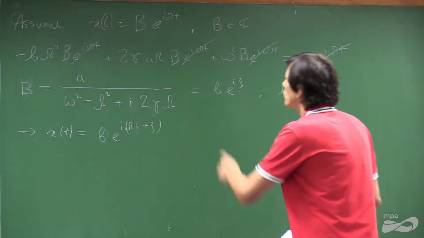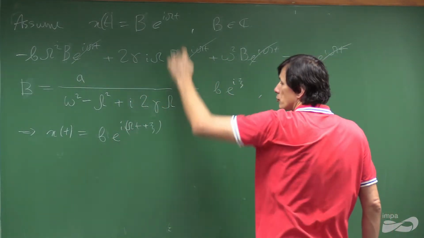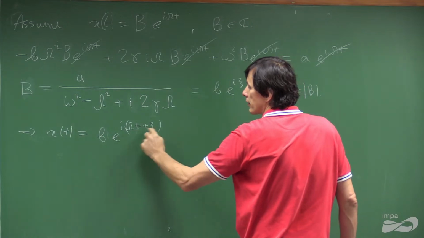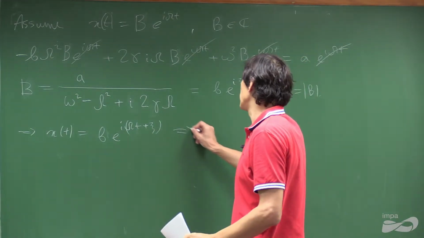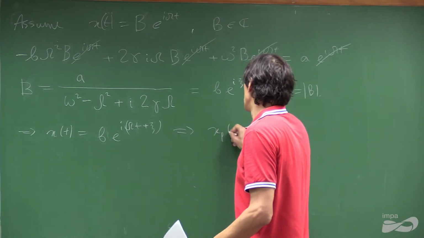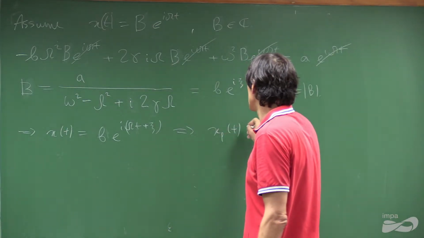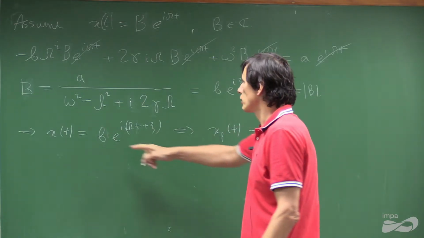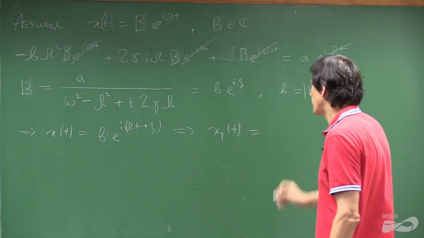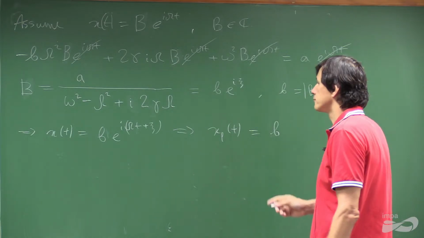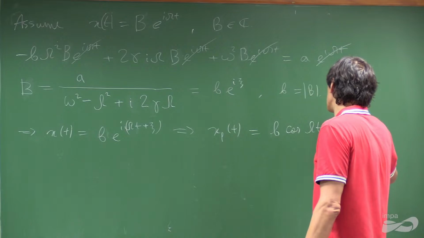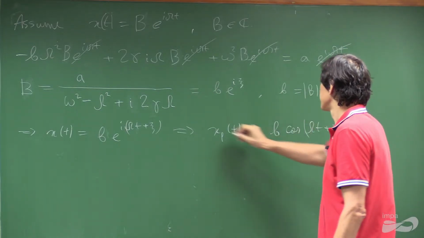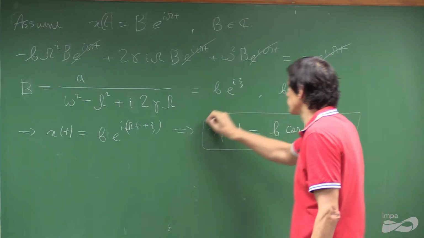Right, so when we put it back in this expression, we get the phase inside, the exponent b outside, and we find out automatically that the particular solution, which is the real part of this, and the real part is b cosine omega t plus xi. So we found the particular solution.